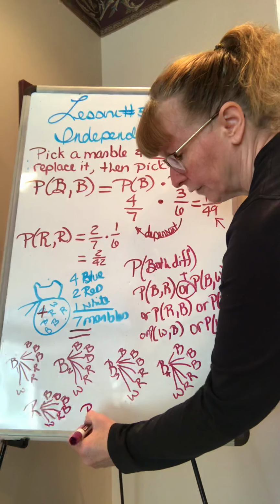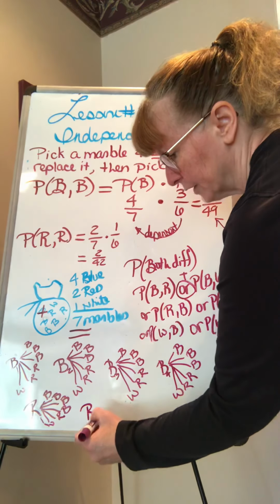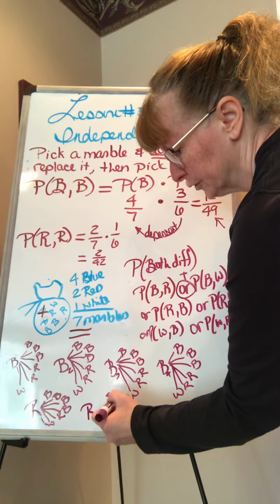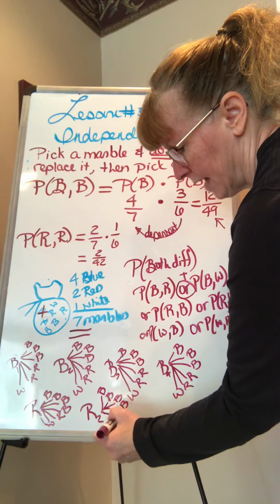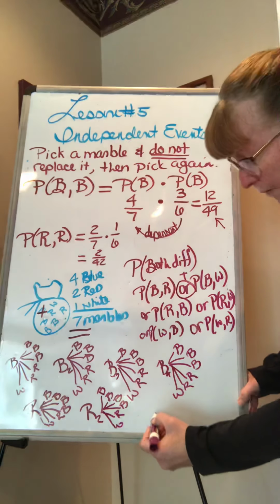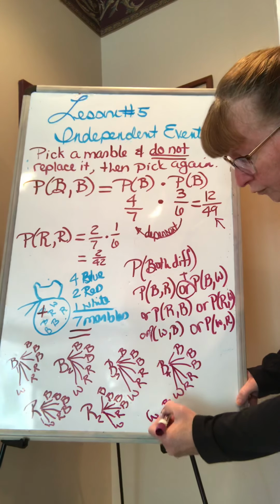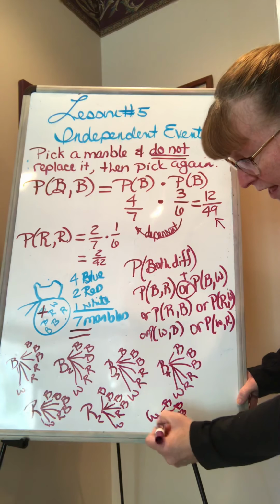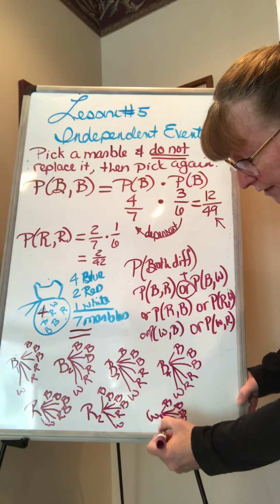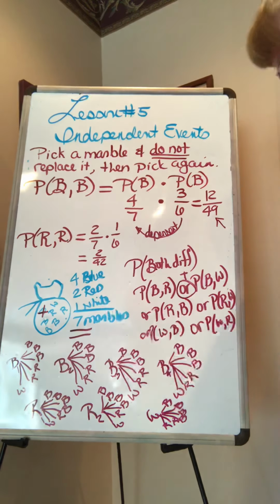Or I picked the second red marble. So that was red 1, this is red 2, and then I still have 4 blues, a red, and a white. Or I picked the white marble, which gives me 4 blues, and a red, and a red. So there's my 42 branches.